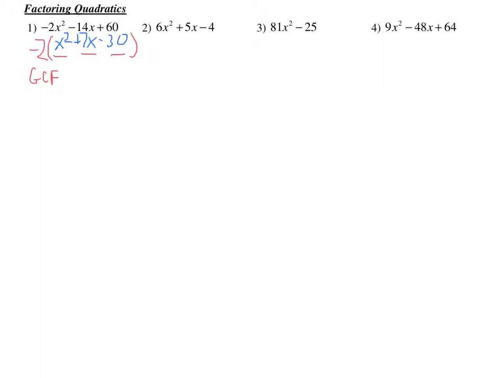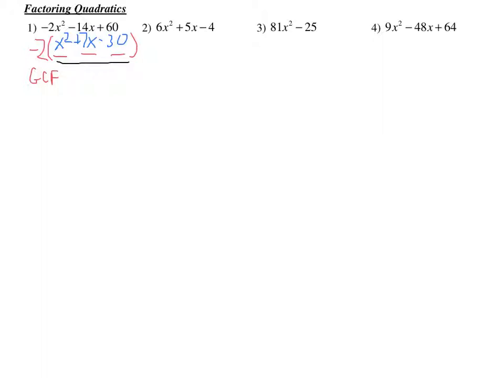So, I'm not done factoring. I just pulled out the GCF. That's the first step. Not all problems have a GCF. Actually, most don't. But if it does, you've got to pull it out. And then you've got to factor what's left over.